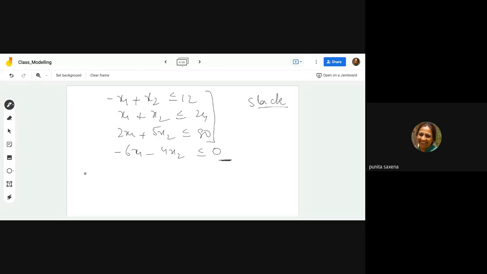So what I'll do is, now will be the final augmented set. This is just for your understanding. In the exam or when you are solving, you can write it directly. There is no issue with that. So it will be something like minus x1 plus x2 plus x3, my first slack variable, equal to 12. Then x1 plus x2 plus x4, the second slack variable, equal to 24. Then 2x1 plus 5x2 plus x5 equal to 80, which is my third slack variable.